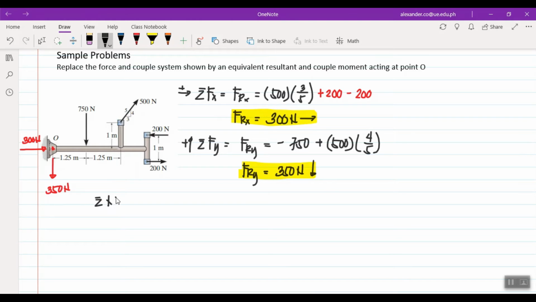Summation of moment. Ngayon, dito sinabi point O. So, I'll write here at point O. Clockwise positive. So, ano yung resultant moment? Let's begin dito. 750. Ano ikot ng 750? Clockwise. So, positive. So, 750 times 1.25. Okay. Ito naman unahin ko.